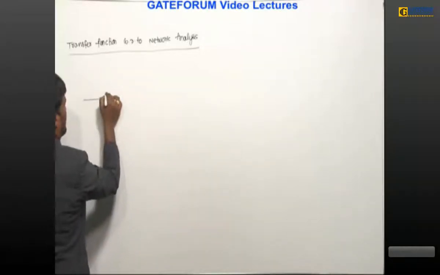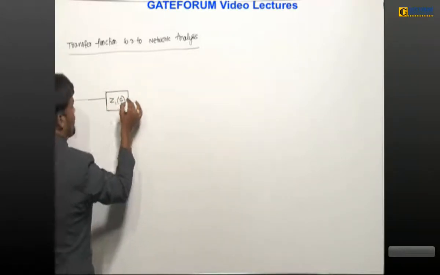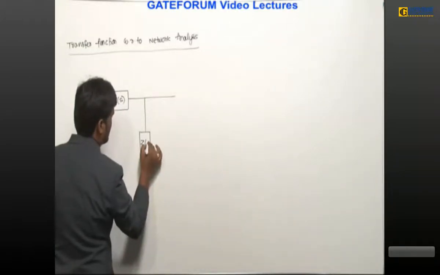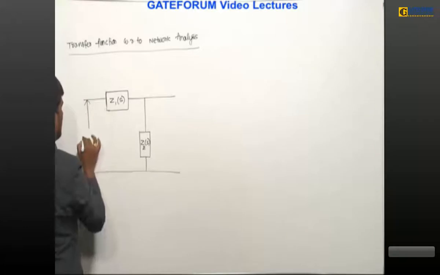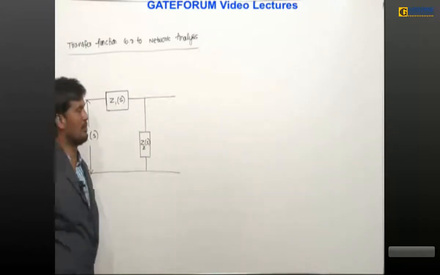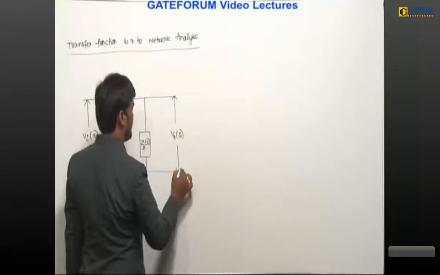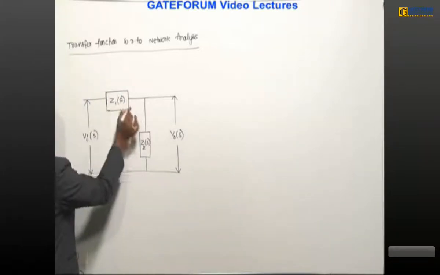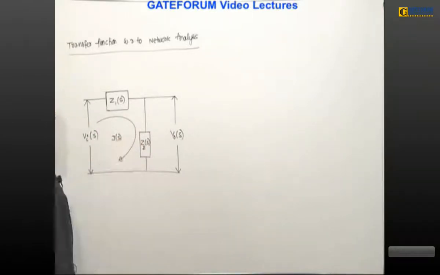I am taking one electrical network with impedance Z1 of S, and another impedance Z2 of S. Input is Vi of S, the input voltage. Everything will be in the S domain, the Laplace domain, because frequency is constant. The output across this impedance is V0 of S, meaning the output voltage. Current is flowing from input to output. Therefore, I am showing the current direction from input to output; the current flowing through the network is I of S.